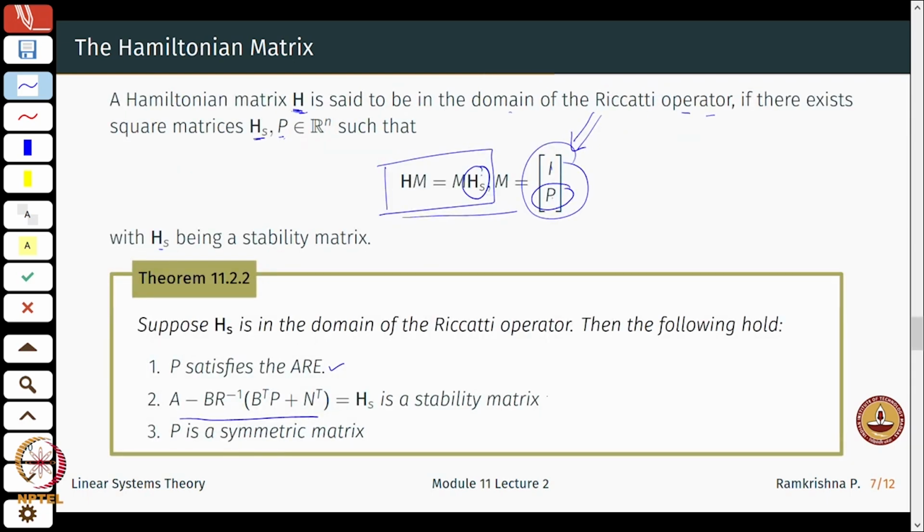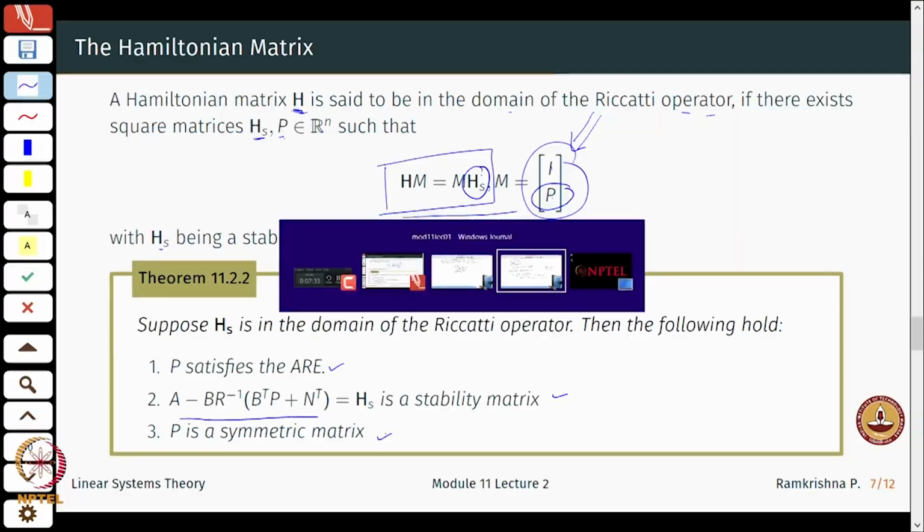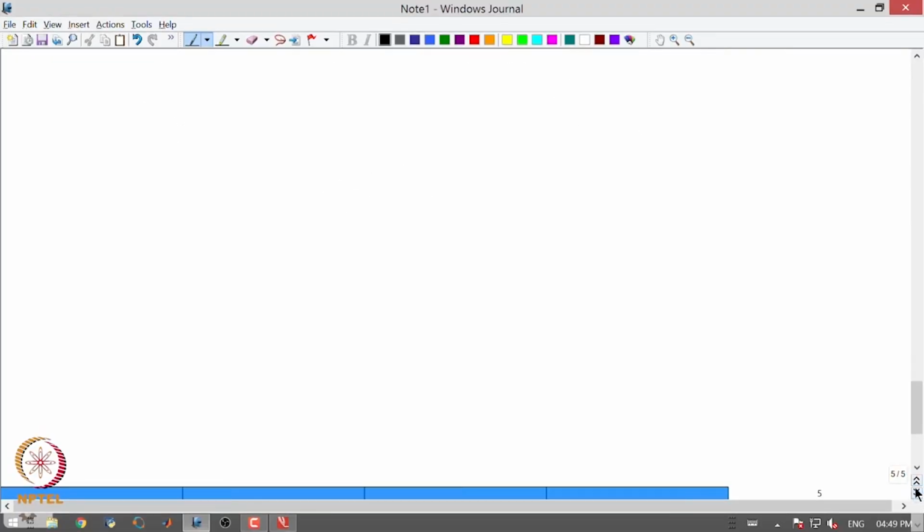Okay. This is a stability matrix, and towards the end that P is also a stability matrix. Okay. So let's spend some time deriving that. Okay. The first thing is, okay, so H times M is M times Hs, with M of the following form, I and a P.